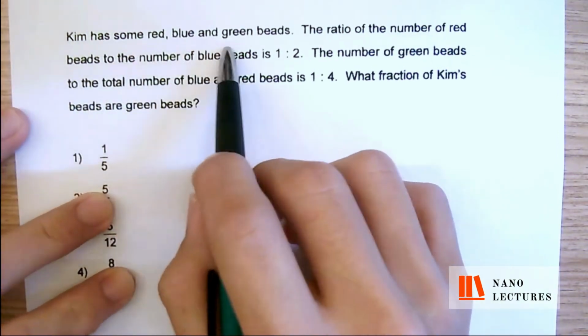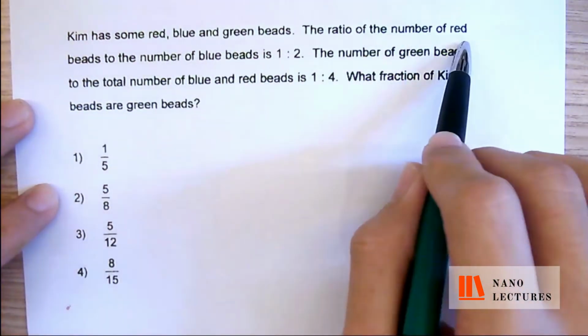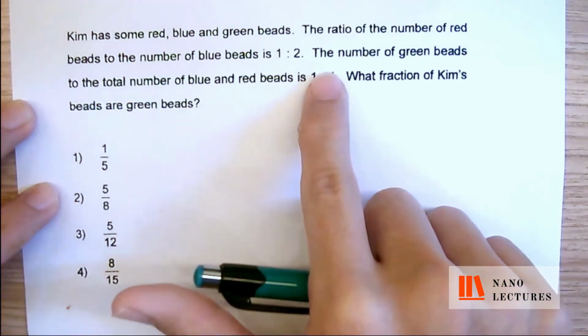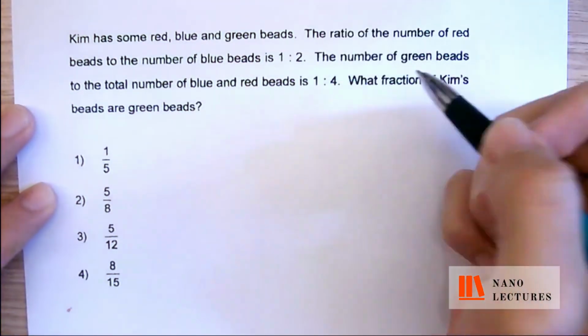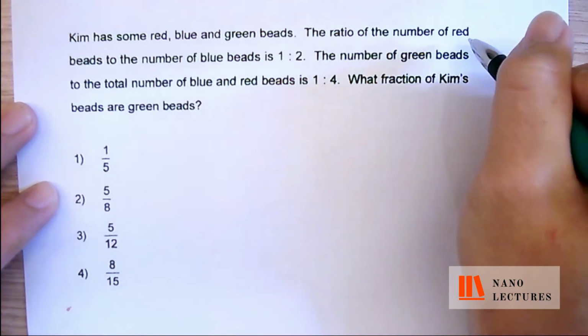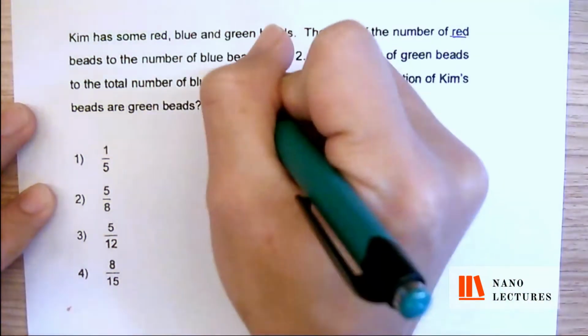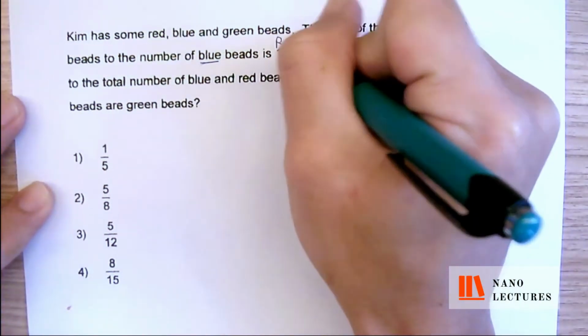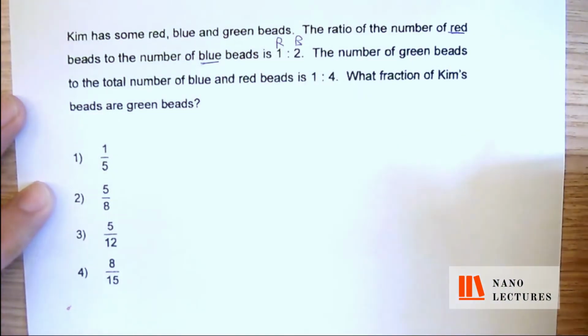Let me have some red, blue, and green bits. The ratio of the number of red bits to the number of blue bits is 1:2. Okay, so what I usually like to do, and please teach this to your kids if you're a parent watching this, is put the item on top of the ratio given. It's actually a good practice.